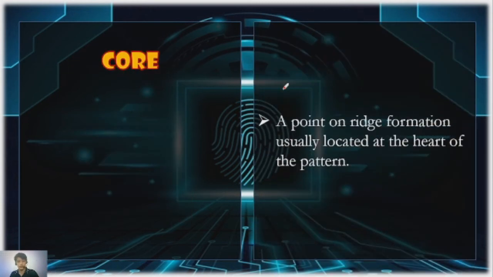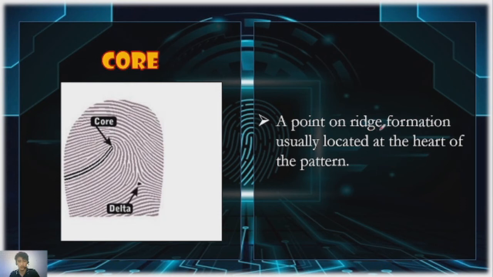Next one, we have the core, and this is usually the first one we look at, aside from the delta, in order to perform several methods of ridge counting and ridge tracing later on in the Henry classification, or the fingerprint classification. So what is a core? Usually it is a point on the ridge formation, located at the heart of the pattern, at the center. As we can see in the illustration, you have here the core and the delta.